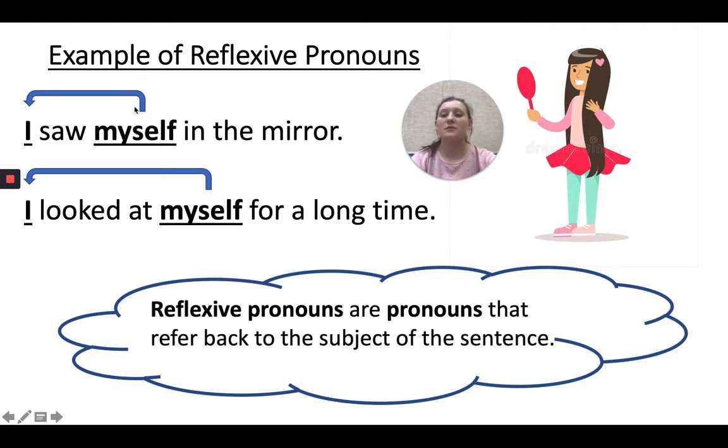We see the word myself refers back to the subject of the sentence, and the subject of the sentence is I. In both of these sentences, I am the subject in the sentence. I am talking about myself.